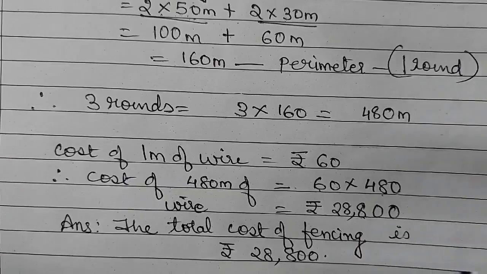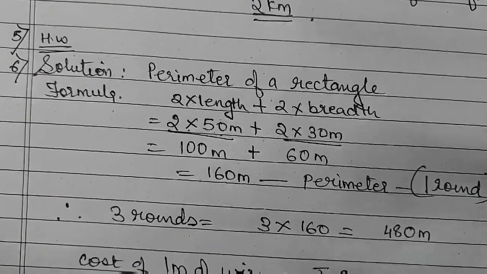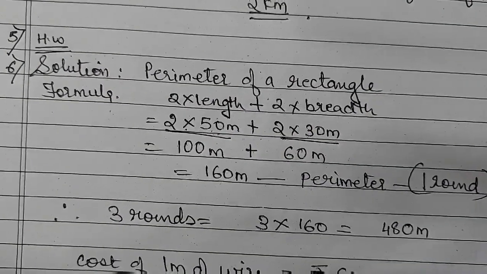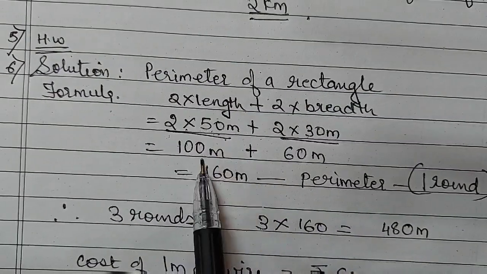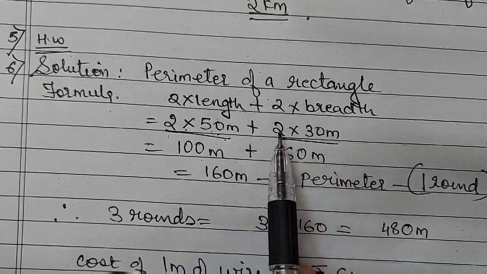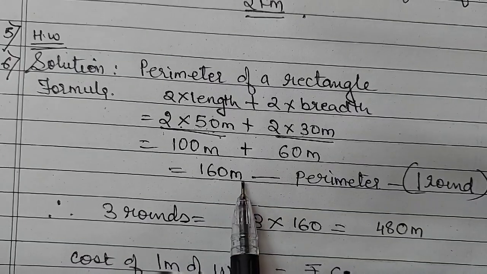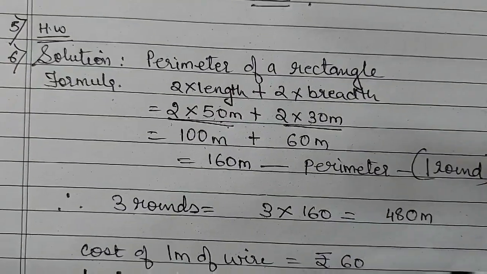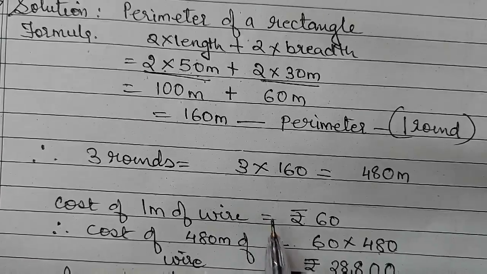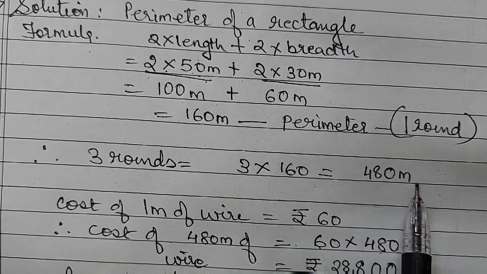Understood, children? What did we do? We first found out the perimeter of the rectangular plot. It is 2 into length plus 2 into breadth. Breadth and width are same. Don't get confused. So 2 into 50, that is 100. 30 2s are 60. Add these both, you get 160 meters. That is perimeter. One round is equals to 160 meters. Now we have to calculate for 3 rounds. 3 rounds is equals to 3 into 160.